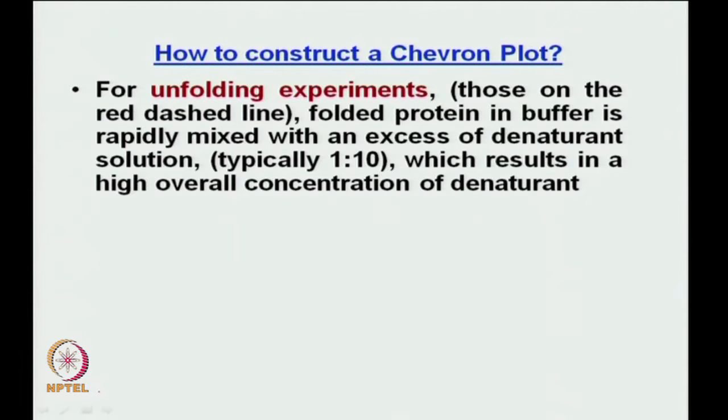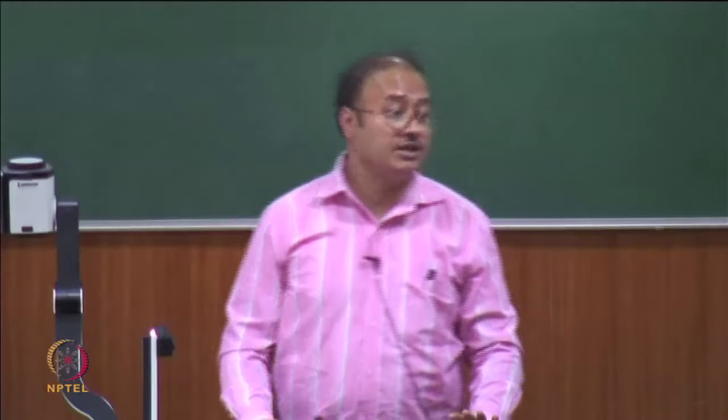So, for unfolding experiments, you take the folded protein in buffer and it is rapidly mixed. Remember, I told you have to mix it very rapidly, with an excess of denaturing solution. Typically, it says 1:10, which results in a high overall concentration of denaturant, and then you are sure that the protein is going to the unfolded state as defined by that final denaturant concentration.